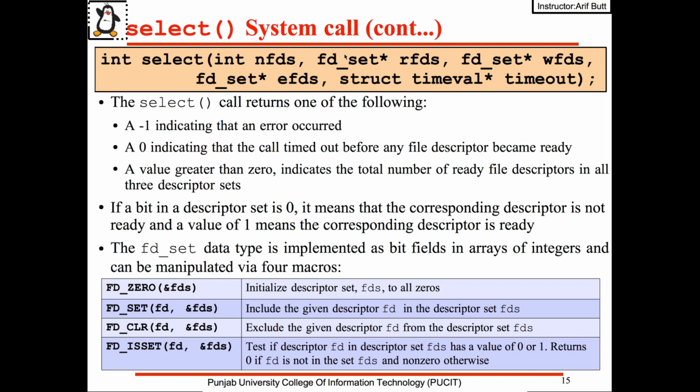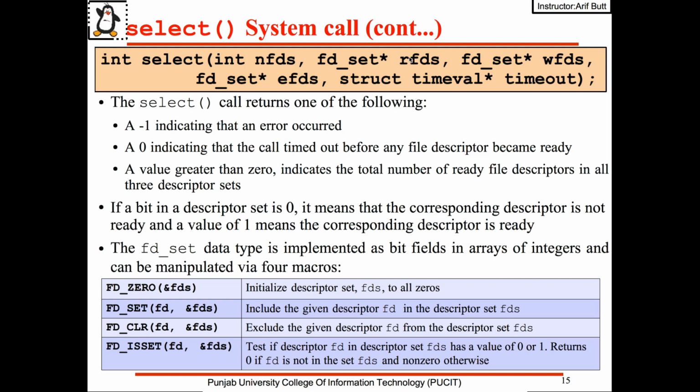Well, the descriptor set is a data type that is implemented as bit fields in an array of integers. If a bit in our descriptor set is 0, it means that the corresponding descriptor is not ready. And if a bit in this descriptor set is 1, that means the corresponding descriptor is ready.